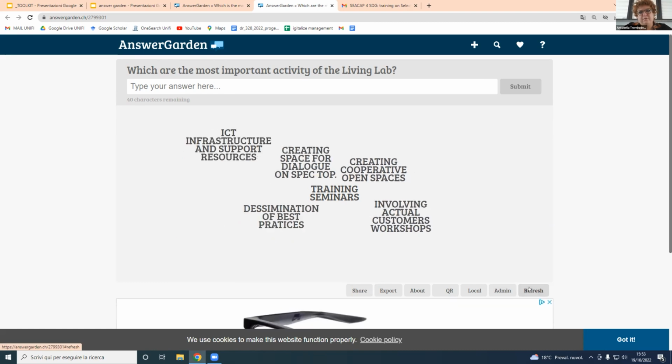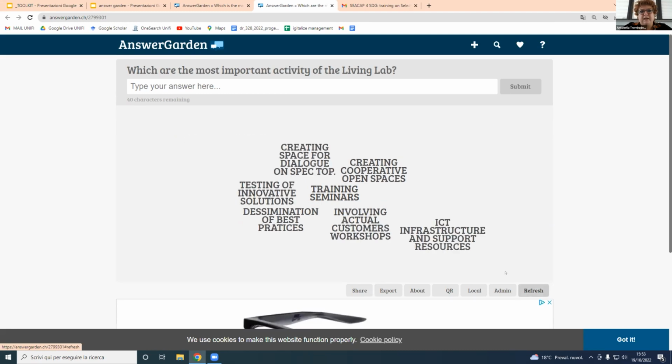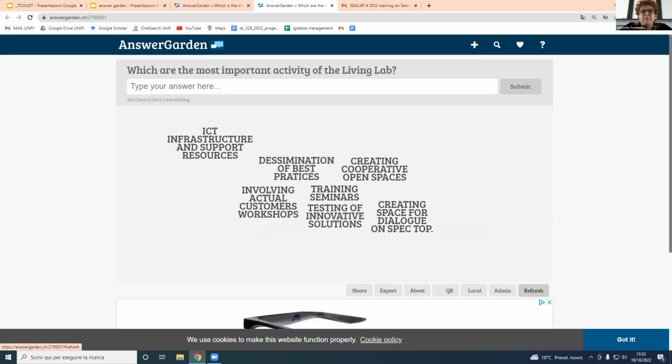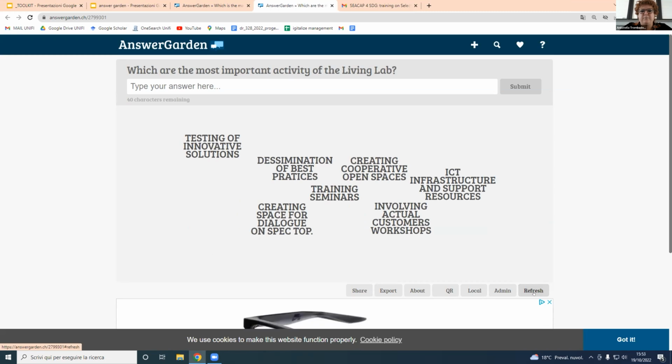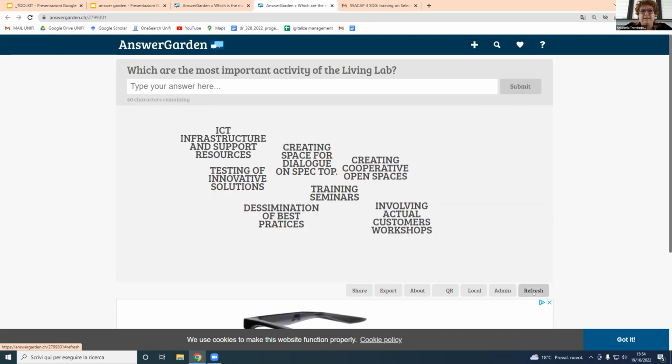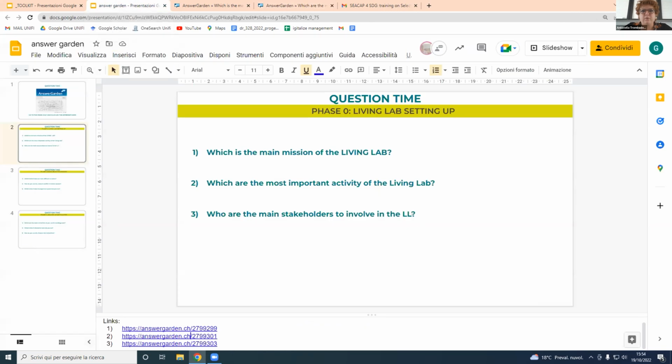Okay, if there are no other answers. Yes, dissemination of best practice, we can see now in the next activity how it's possible to create an abacus, a common platform of good experience to share. Okay, thank you. We can move to the third question. Okay, thank you very much.